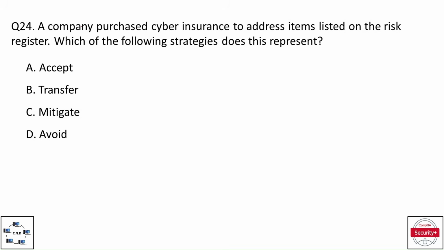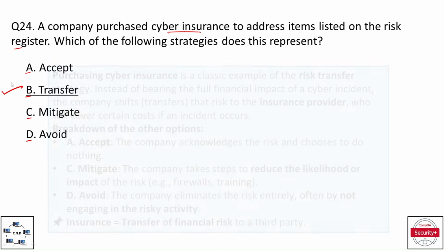Question number 24. A company purchased cyber insurance to address items listed on the risk register. Which of the following strategies does this represent? The options are option A, accept, option B, transfer, option C, mitigate, and option D, avoid. And the correct option is option B, transfer.